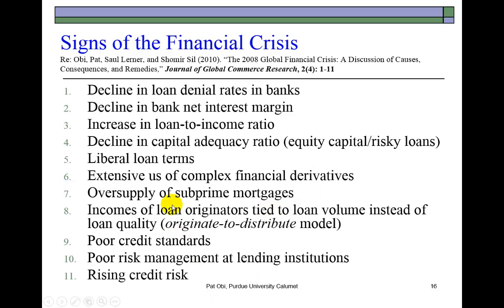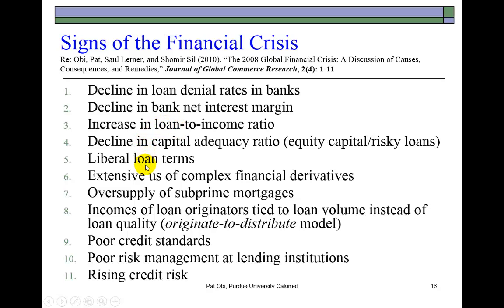Here I summarize some of the signs of the financial crisis, and these actually came from my published work, which I cite here in the Journal of Global Commerce Research. They include a decline in loan denial rates in banks. So most people who wanted money could get it. You heard the ad: no credit, bad credit, no problem. Anyone who wanted money could get it. A decline in net interest margin, of course, as banks were losing money hand over fist, and an increase in loan to income ratio. And so regardless of how low your income was, you were able to accumulate as much borrowed money as possible.